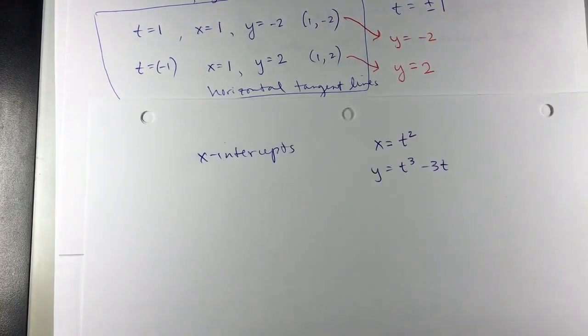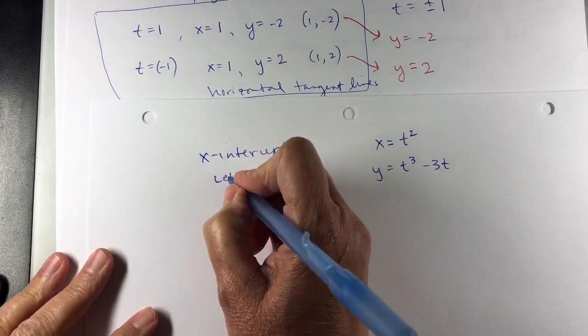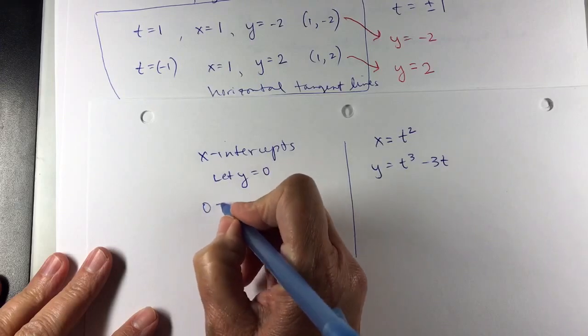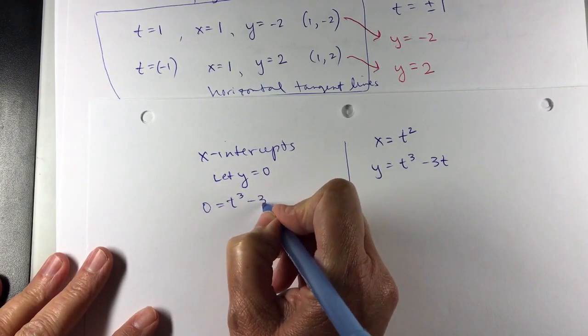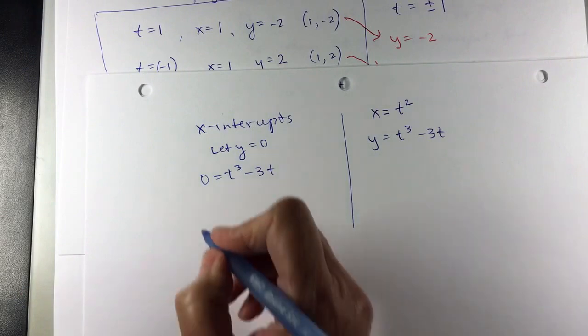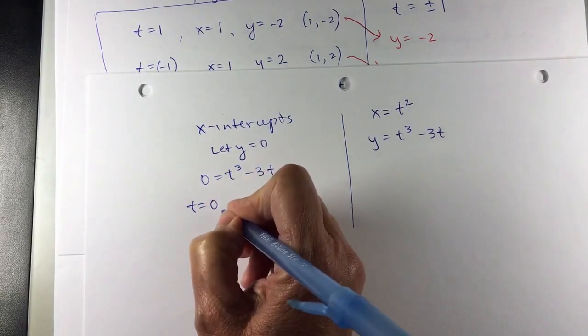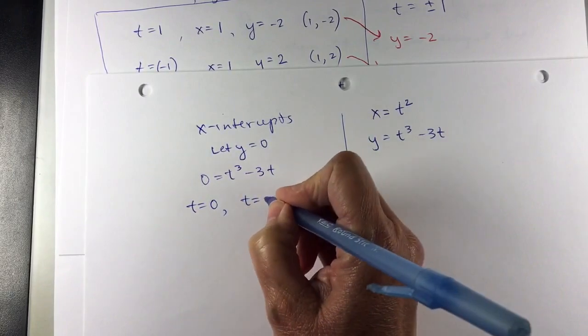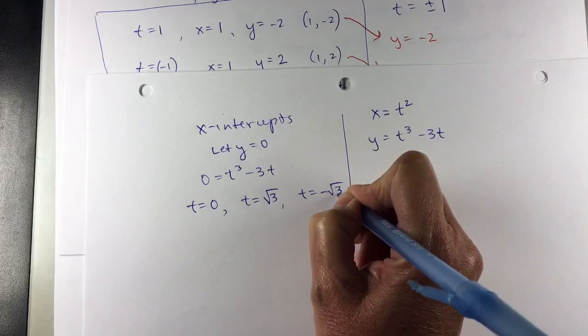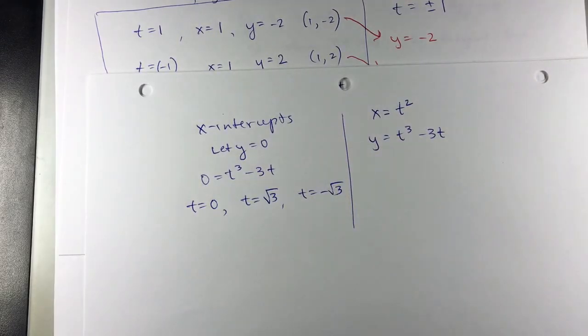So to find the x-intercepts, I had to say, well, y is 0. All right, let y equal 0. So that was 0 is t cubed minus 3t. We solved it yesterday, and we had gotten t equals 0, and t equals the square root of 3, and t is negative square root of 3. So those were the three values. T equals 0, that's where the tangent line is vertical.